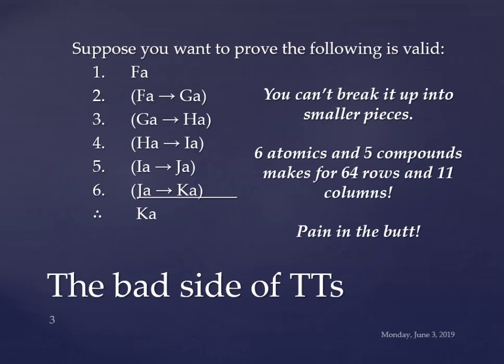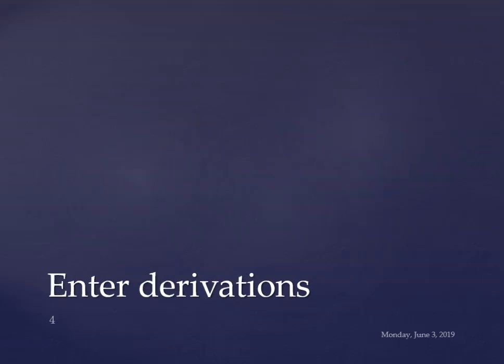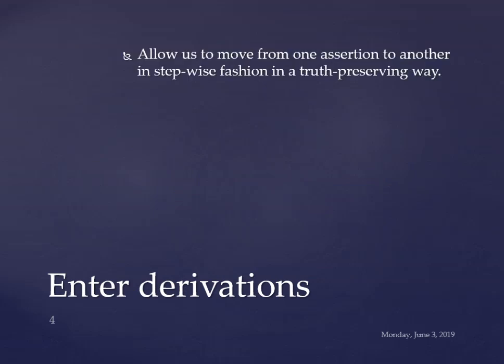I want to take you on the journey now of derivations. What is a derivation? Well, in the most basic sense, a derivation is a tool of analysis that allows us to move from one assertion to another in a stepwise fashion. And what's interesting about that stepwise fashion is that it does so in a truth-preserving way. Remember, truth preservation is really important for the concept of validity. You don't want to be moving from truths to falsehoods. And so that's what we want to do in our derivation system.